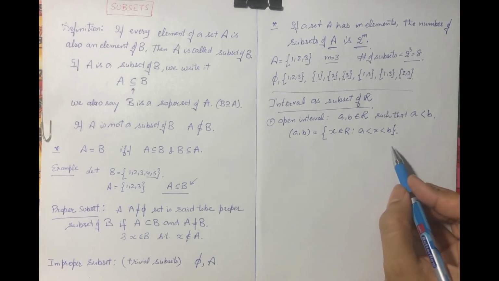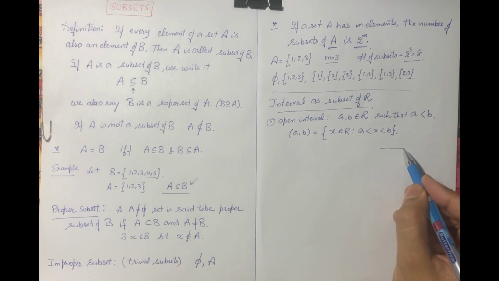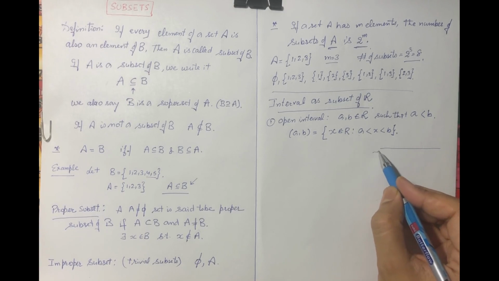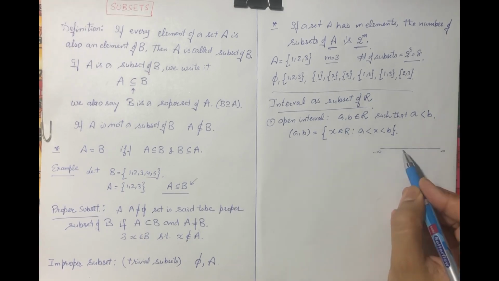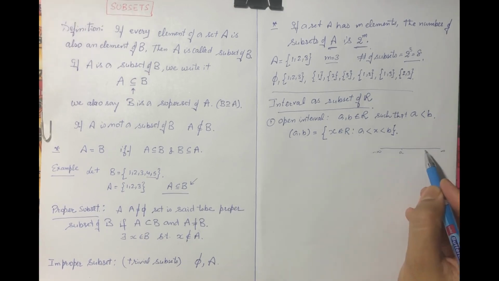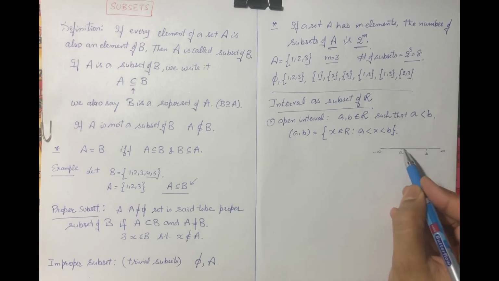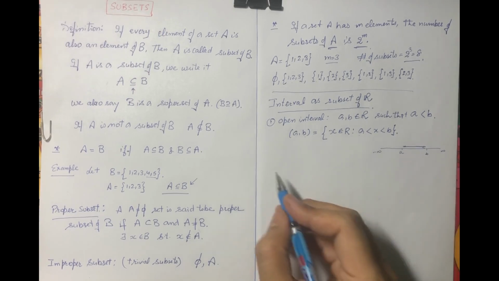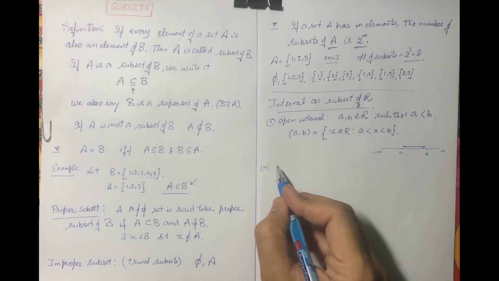If we try to express this on a real line, this is a real line, minus infinity to infinity. Let this be a and this be b. So open interval means the elements which start from here to here. Endpoints are not included. Second is closed interval.